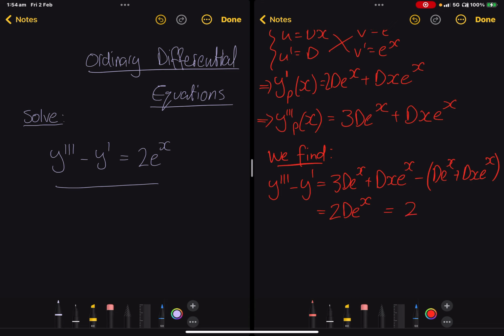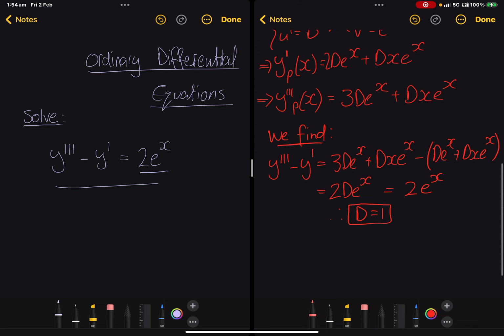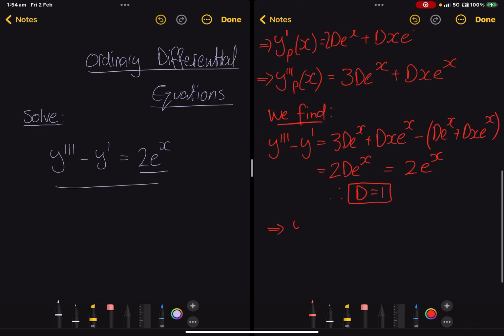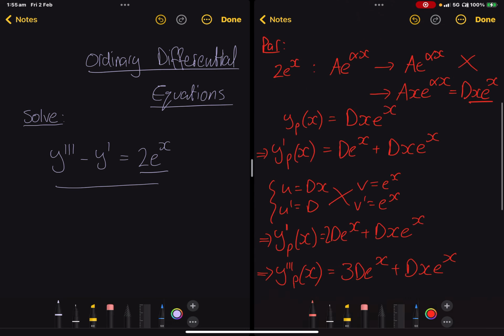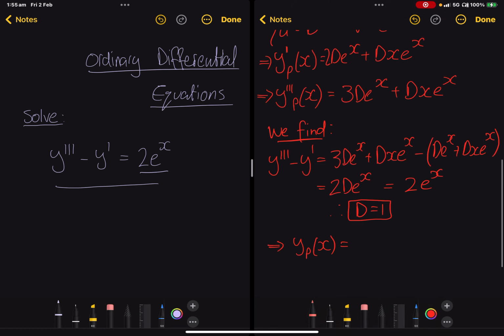And this is true when d is 1, because we know this is equal to 2e to the x. So this is solved when d is equal to 1. So this has actually solved our d value for us. So this implies that the y particular solution of x is actually equal to x e to the x.